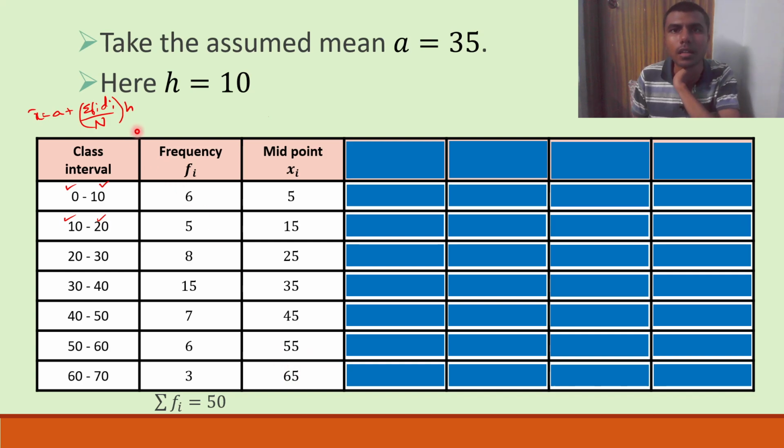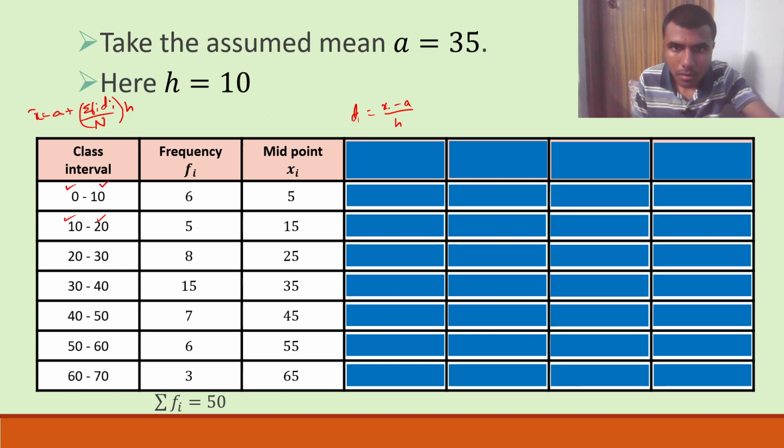Now next, if you see in our formula, there is something like di. Now what is this di? Listen carefully, the di formula is xi minus a by h. Di is nothing but xi minus a by h. Here a is 35 and h is 10. So my di formula is xi minus 35 by 10.